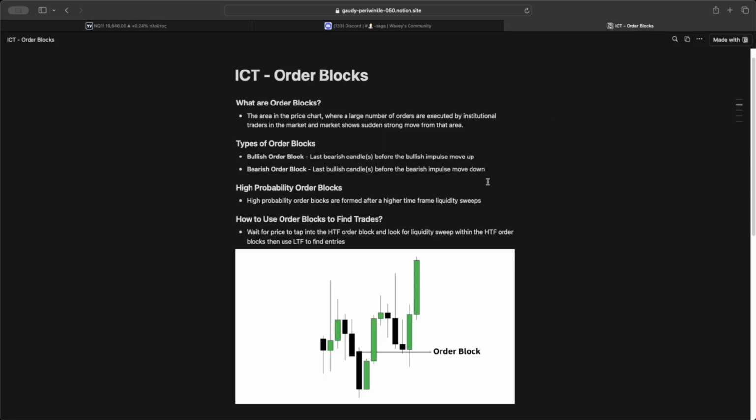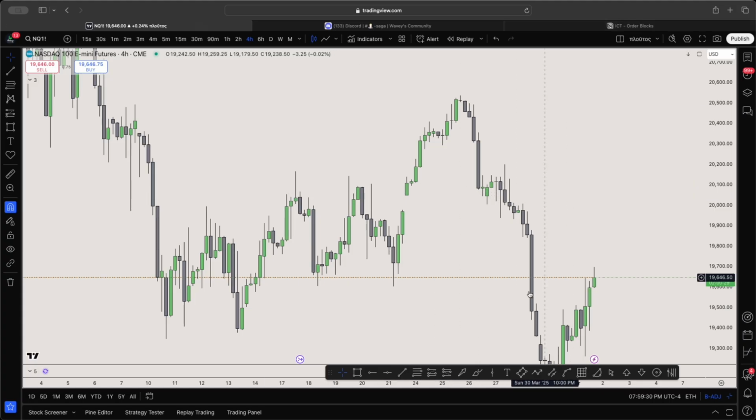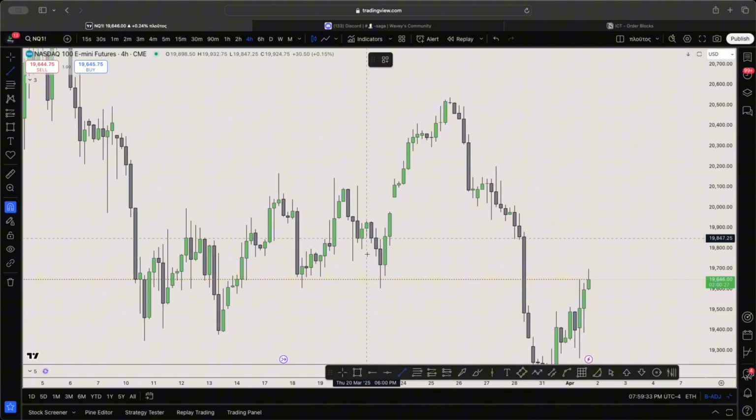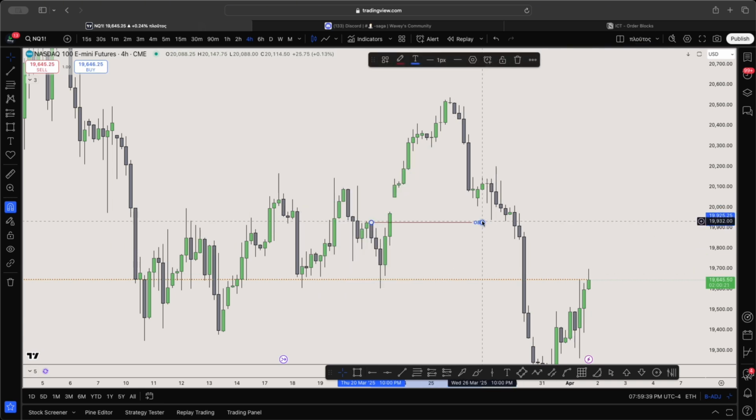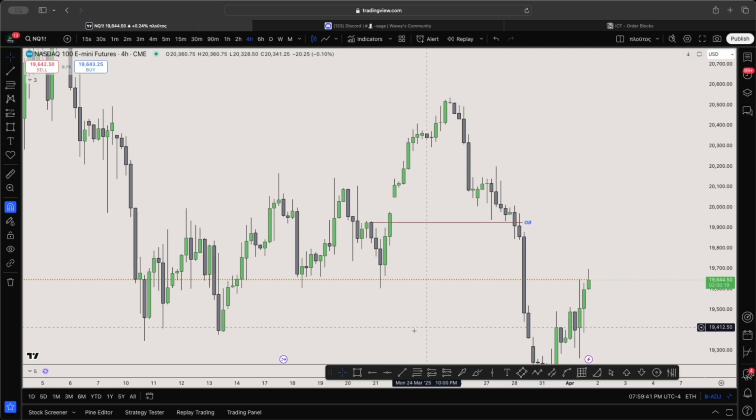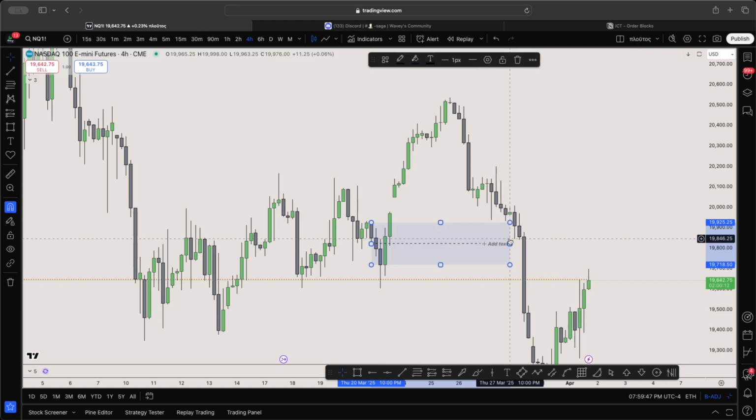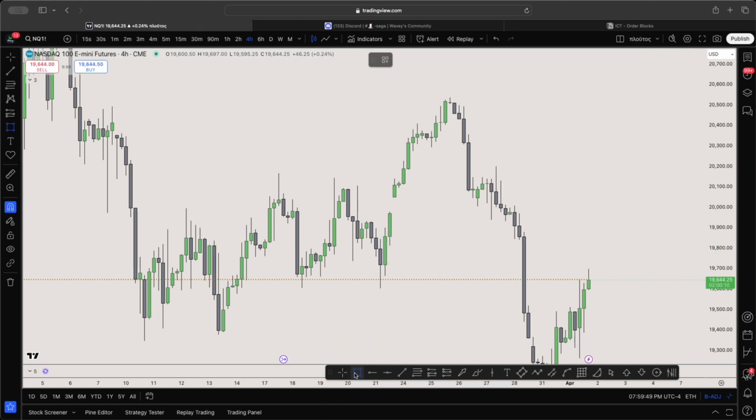Now, how to actually use the order block? There are different ways to use order blocks. A lot of people tend to just mark it up with a line and call it an order block, and when the price comes down into this line, they look for a trade here. A lot of other people tend to use zones, and I happen to be the one that uses zones.